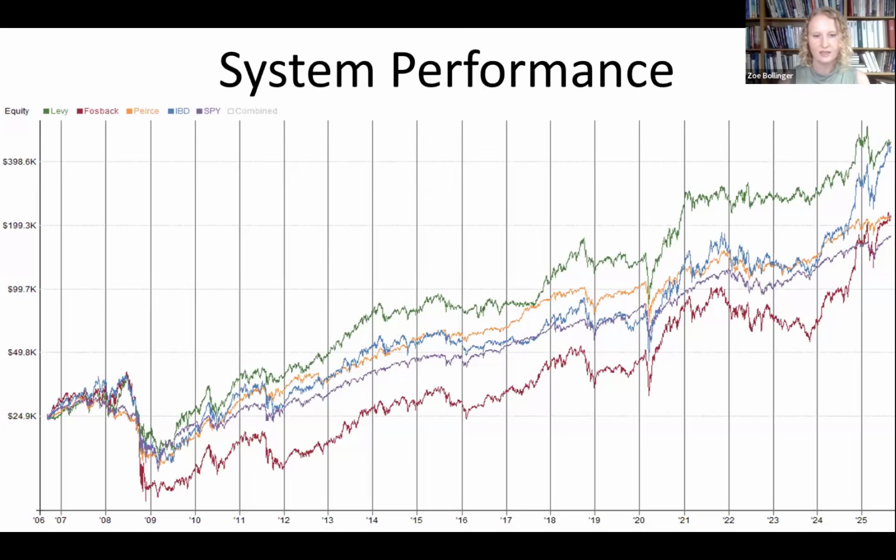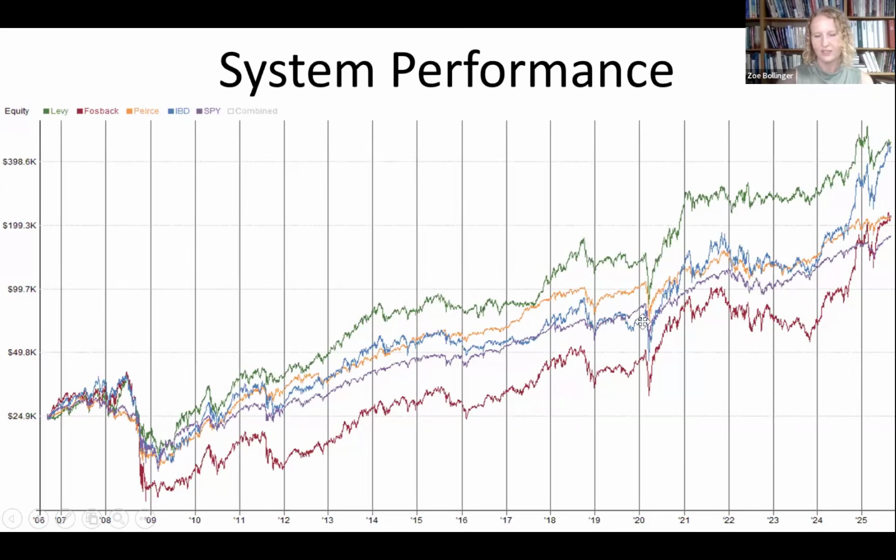These are the equity lines of those 4 systems if you ran them along with the S&P as a benchmark. They all got to outperformance in the end here, but they took quite different tracks to get there. Fosback had a really bad time during 0809. It took a really long time for it to recover. It only kind of did right at the end here. Levy took a smoother path up overall, though it stalled out for a 3-year period that you didn't really want to live through.